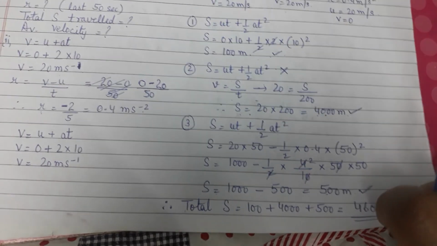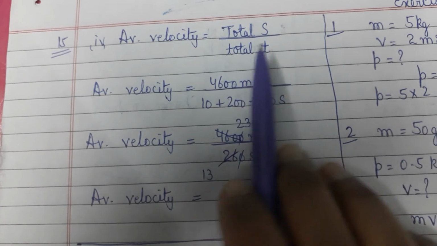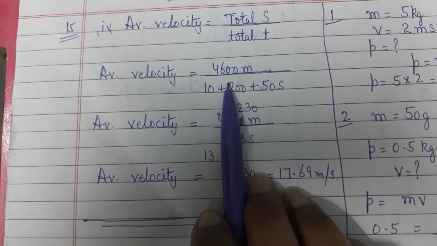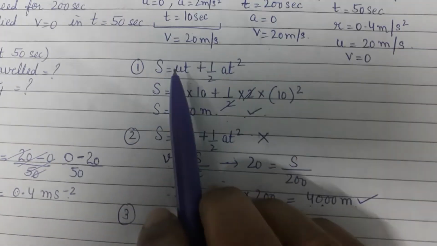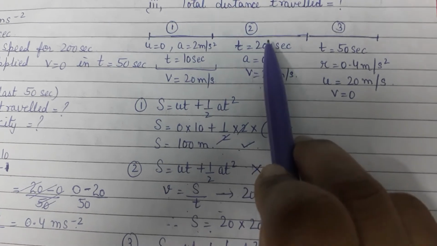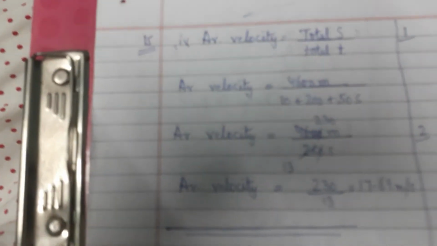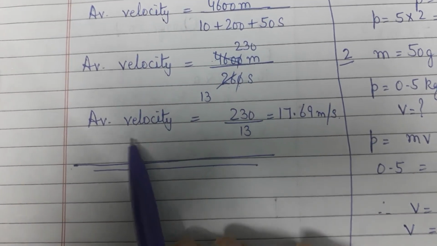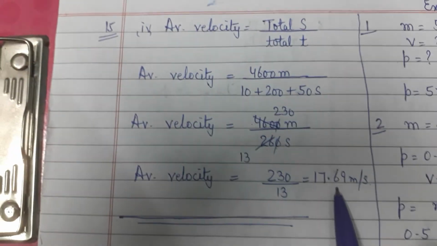Okay children, so this is how I work it out. And last but not the least, I need to find out the value of average velocity, that is total distance upon total time. Total distance I've already calculated, 4600 meters, and total time is 10 plus 200 plus 50, so that is 260 seconds. When I calculate, my average velocity is 17.69 meters per second.